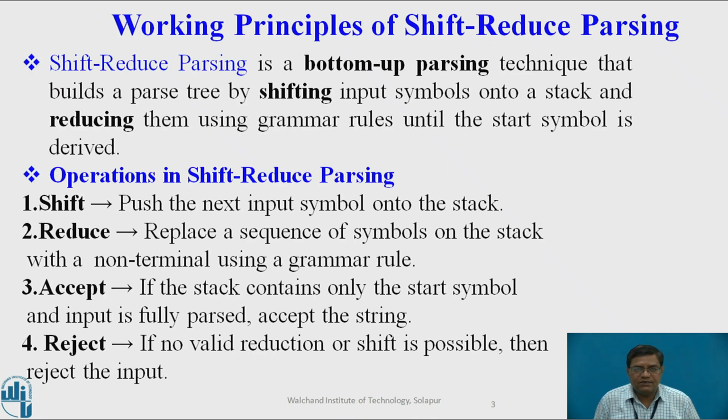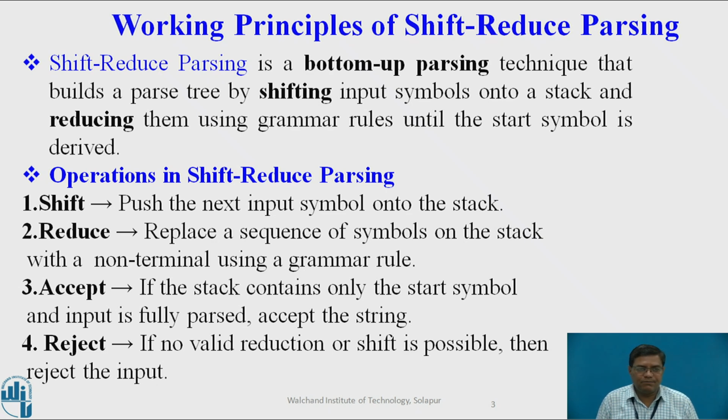Shift-reduce parsing is a bottom-up parsing technique that builds a parse tree by shifting the input symbols onto the stack and reducing them using the grammar rules until the start symbol is derived. There are 4 operations which can be performed during shift-reduce parsing.